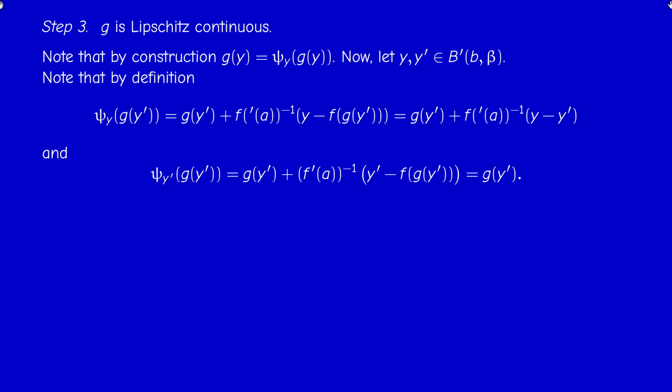So when I do the difference between these two guys, this minus this, these two guys cancel, and we are just left with the inverse of the derivative in the direction y minus y prime. Okay. The parenthesis should be outside.